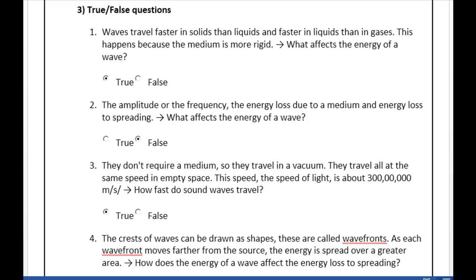Number 2, the amplitude or the frequency, the energy loss due to the medium and the energy loss to the spreading. Does it describe what affects the energy of the wave? No, false. Number 3, they don't require a medium, so they travel in a vacuum. They travel at the same speed in empty space. Does this describe how fast the sound wave travels? Yeah, true.